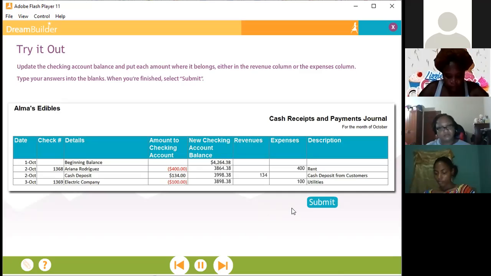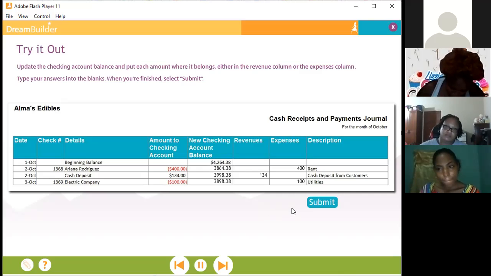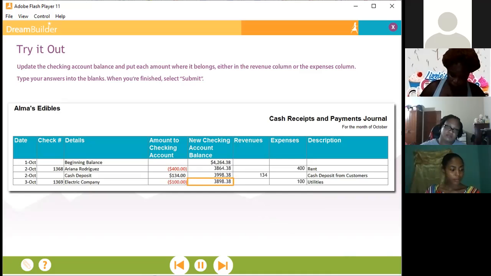Okay, so ladies, let us look at our cash receipts and payments journal. Is everything complete? Are we missing anything at all? No. Okay, so let's submit and see how we did. Nice job. You've correctly placed the amounts in the correct spots. As you can see, my current checking account balance is $3,898.38.